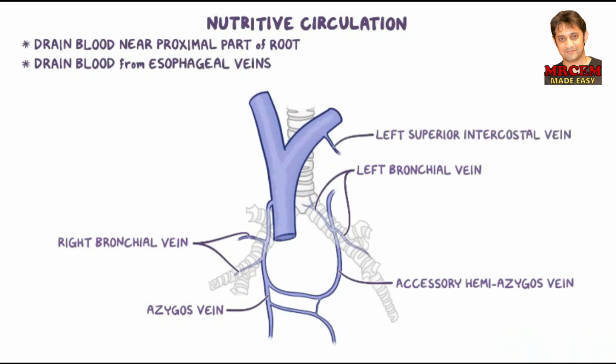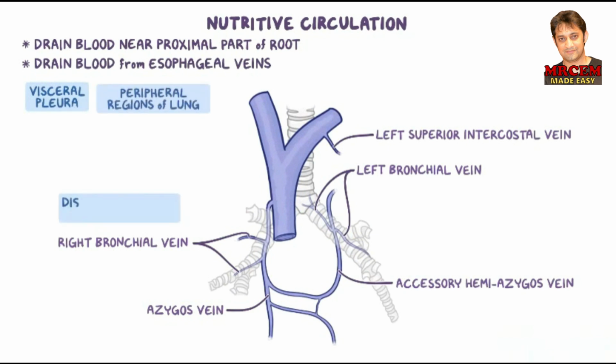The blood returning from the visceral pleura, as well as from the more peripheral regions of the lung, and the distal components of the root, is drained by the pulmonary veins.